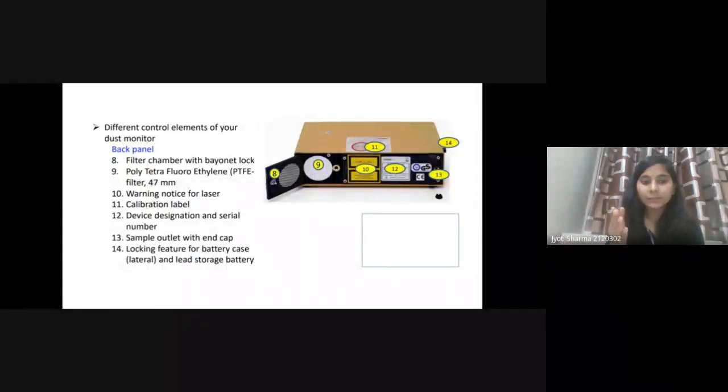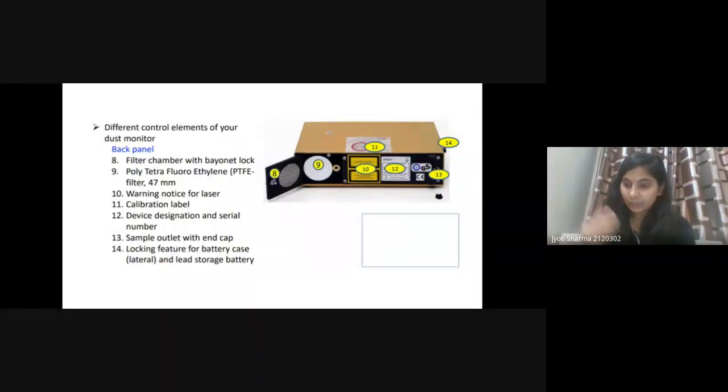Here we can see 8 and 9. So 8 is just the filter chamber. Like in the volume sampler we were using filter paper, right now also we are using filter paper, with the same diameter 47 mm and the same material, that is PTFE. So we are using that filter paper to measure, right? Another thing that is not that serious is the battery and the port, which we connect to the computer so that we can have the values on our computer.